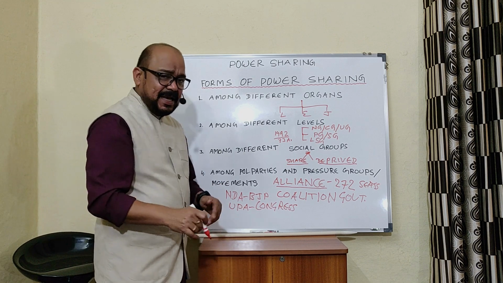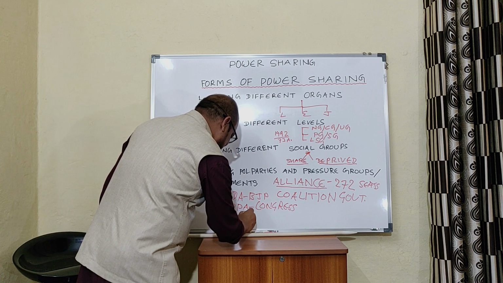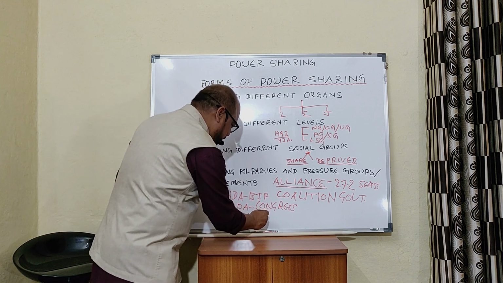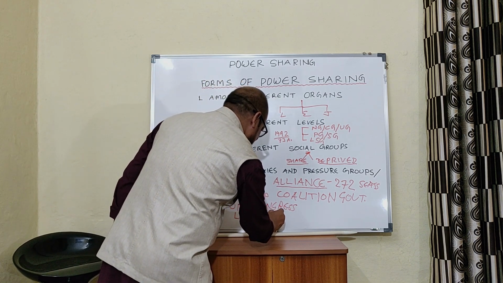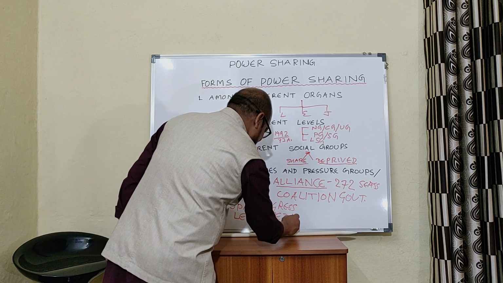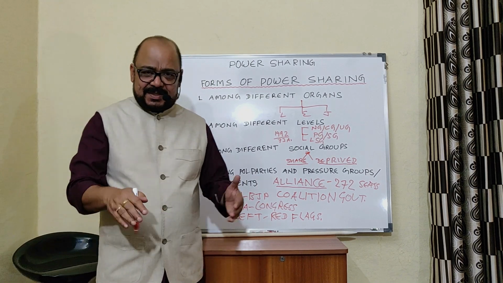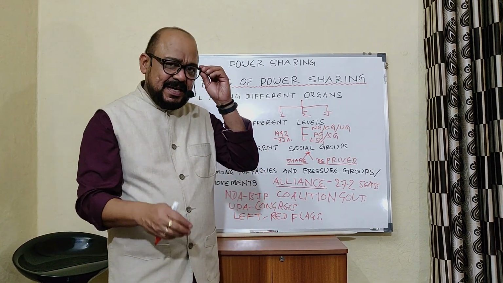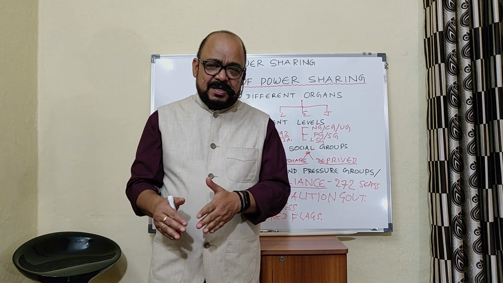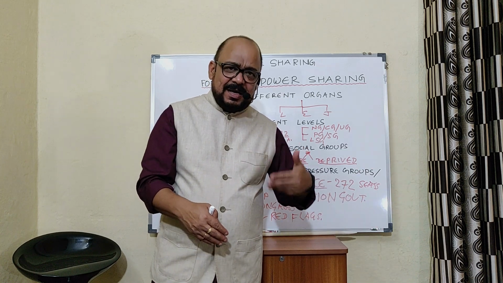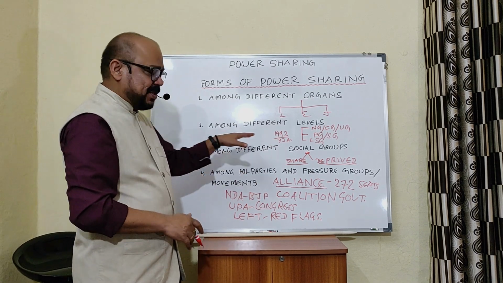And the third alliance popular in India is the Left. Left parties means what? All communist parties, red flags. I have written this here, red flags, so that you can identify that easily. CPI, Communist Party of India. CPM, Communist Party Marxist. Okay, Forward Bloc. These all are left parties. Okay, so these are the different forms of power sharing.